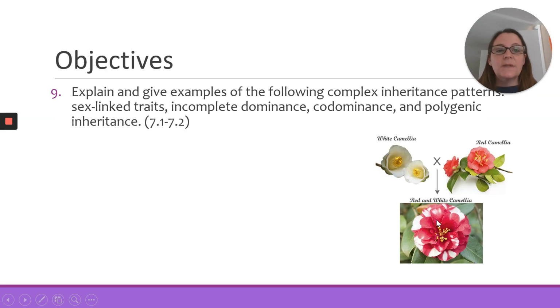Okay, so the objective today, we're actually not going to cover the entire thing. I did the PowerPoint and then decided it was way too long for one day's worth of work. So today we're just going to talk about incomplete dominance and codominance. And next time we'll talk about polygenic inheritance and sex-linked traits. So here we have an example of an alternative inheritance pattern, and you'll see that later.